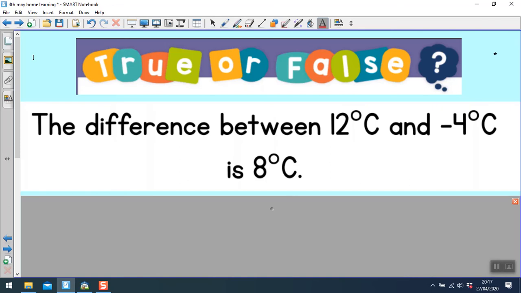And this is your last challenge of the day. The difference between 12 degrees and negative 4 degrees is 8 degrees Celsius. Is that true or false? Pause the video and write down a really clear explanation.